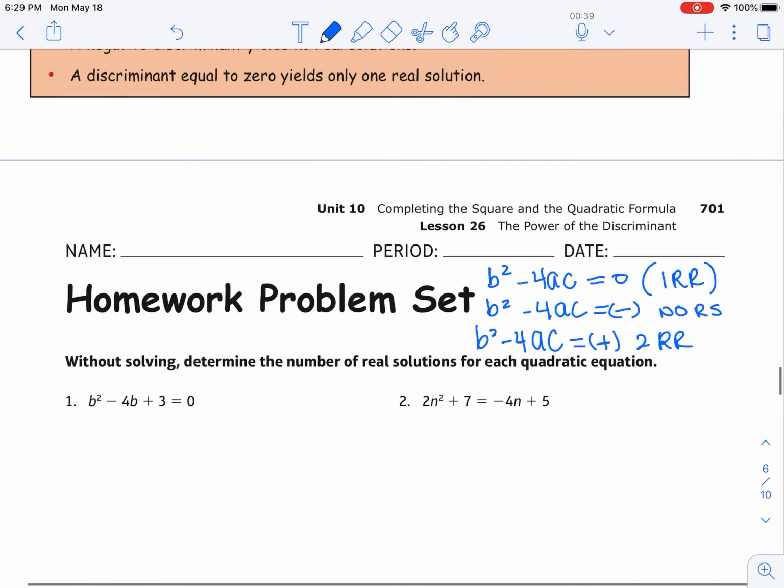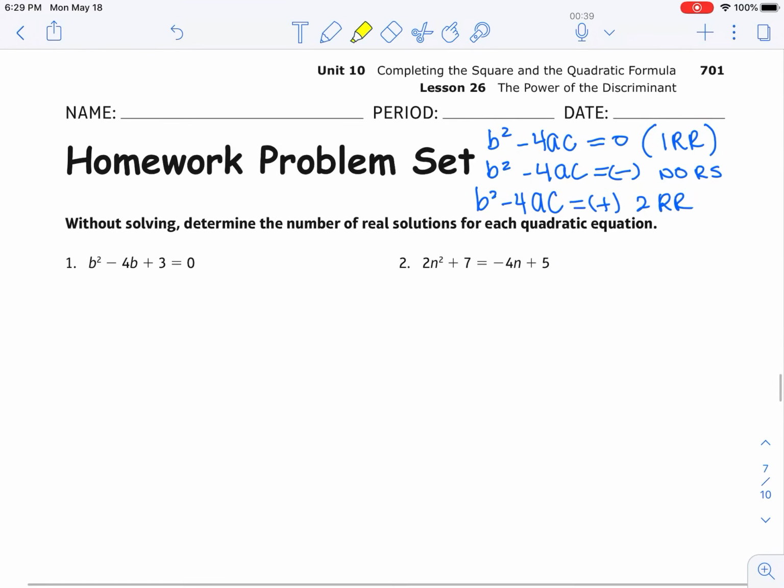So in these directions, it says don't solve it, because I haven't taught you how to solve using the quadratic formula. That'll happen on Thursday. It says determine the number of real solutions for each quadratic equation. So what it really wants you to do is pick up where we left off in last week's video: we're going to practice b squared minus 4ac and determine if it's positive, negative, or 0. That's all we're going to do. And that will tell us the number of real solutions, if they exist at all.